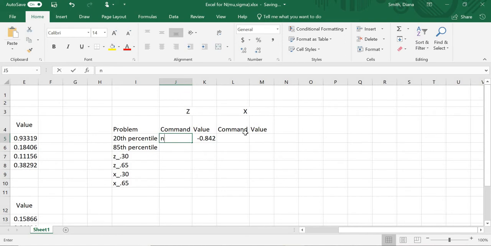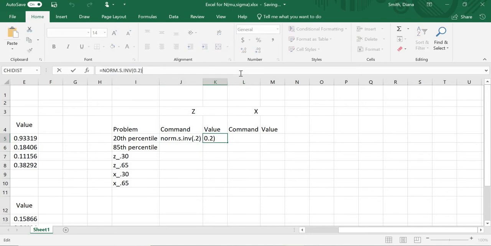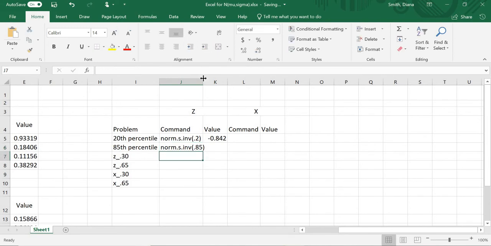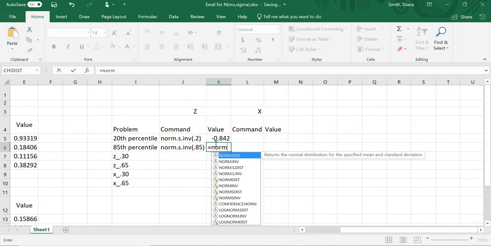And again, over here, I'm going to plug in what I did. So norm.s.inv of 0.2, and I'll make it bigger. So this is what I plugged in, just with the equal sign. Okay. We'll do the same thing for the 85th percentile, but instead of 0.2, it's 0.85. So that's going to be the only difference there. And again, I'll do it with the equal sign so we get a number.